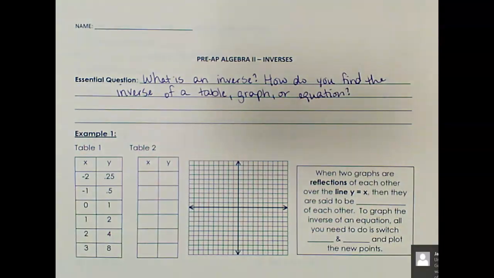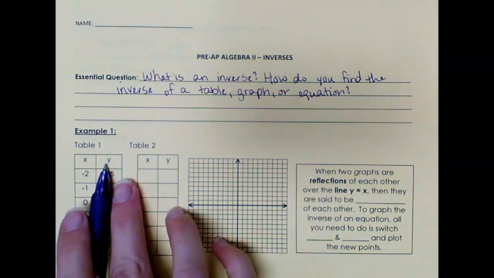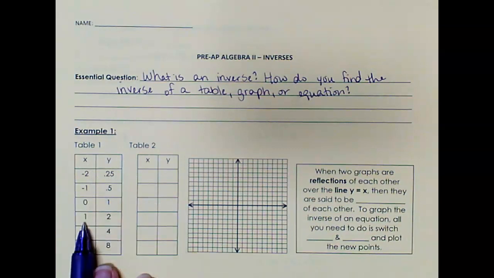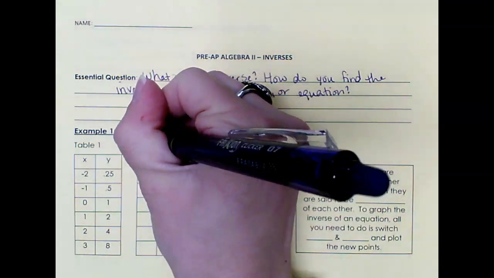Okay, so those are our essential questions. What is an inverse, and how do you find the inverse of a table or equation? Well, an inverse is very closely related to an original relationship. So in example 1, I have a table of x and y values, and every x value has a certain relationship with y. That relationship is defined by whatever equation we can come up with that combines this x and y set of values.